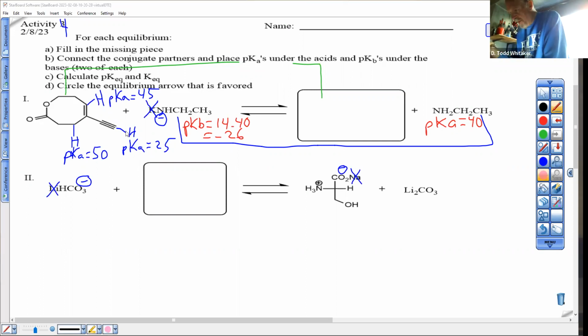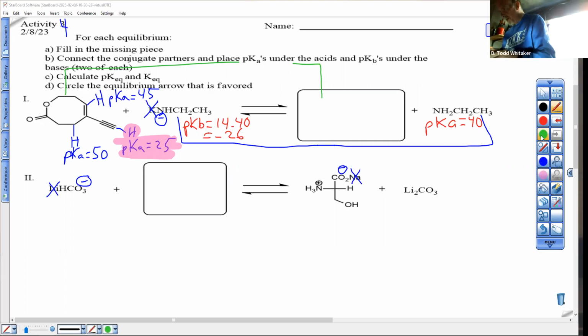It's the first one that's going to react. It's 10 to the power of 20 times more reactive than that. And it's 10 to the power of 25 times more reactive than that. I don't care about these two numbers anymore. They're gone. I don't care. So the lower number means that's the H you got to take off. So you're going to put a C minus right there and copy the rest of the molecule.